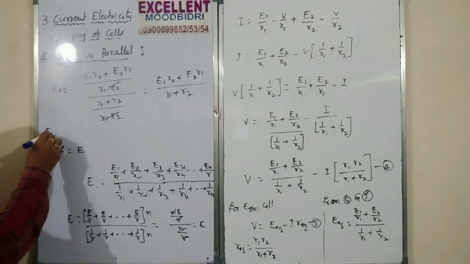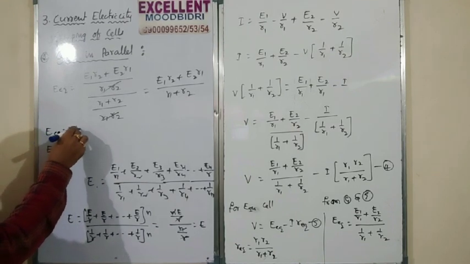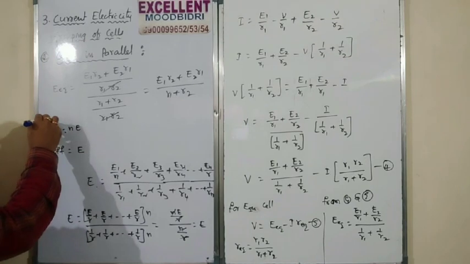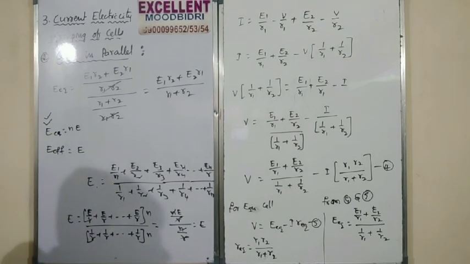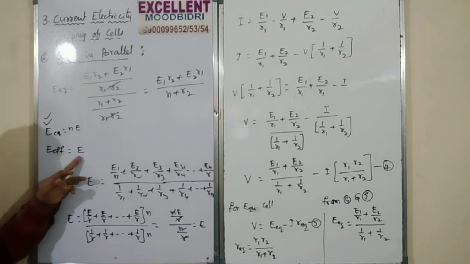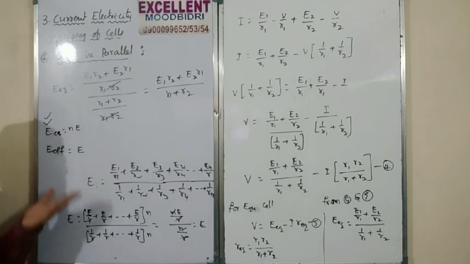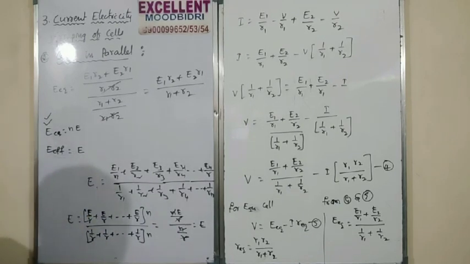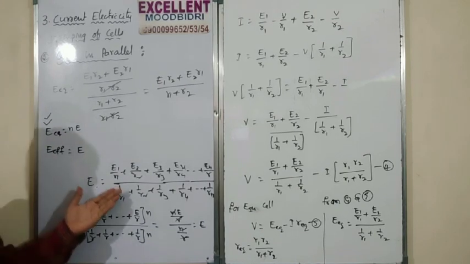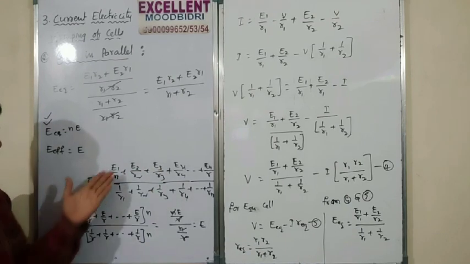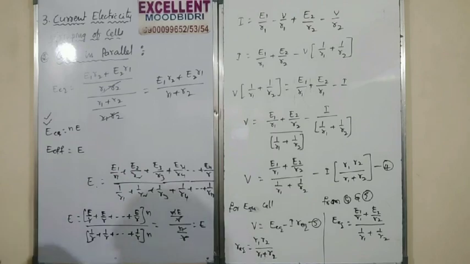For series combination, what is that? N into E. That means, do you want more EMF? You will connect in series combination. Do you want less EMF? Then you should connect in parallel combination. Correct? So for series combination, you will get large EMF. Small EMF you will get in parallel combination only. This is a very important conclusion. So this is our small explanation.